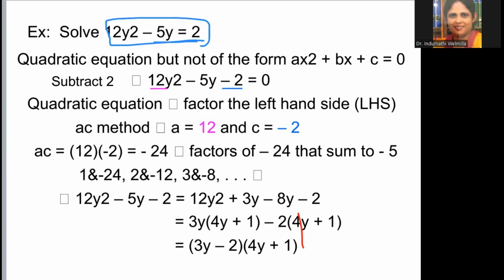This is our fraction, right? The given equation is 12y squared minus 5y equal to 2.